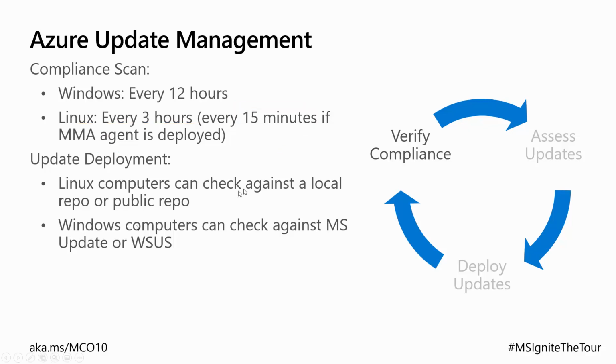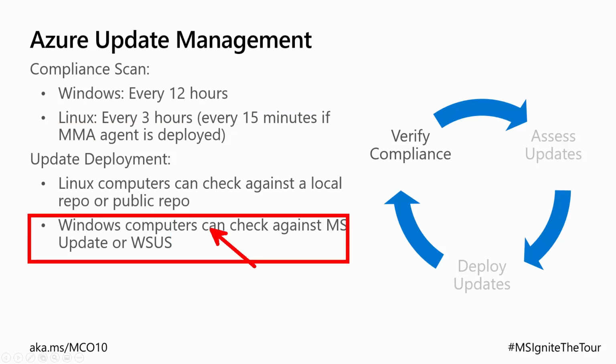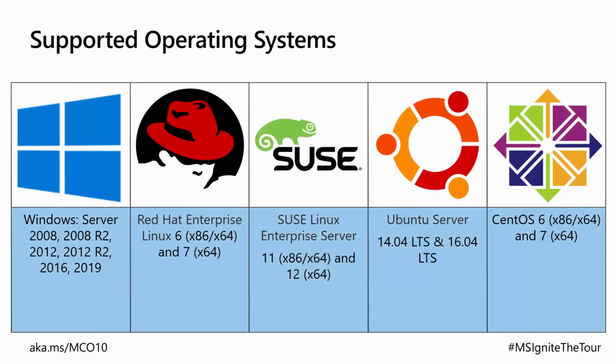Now if you have your own WSUS server, you can point the Windows computer to your own WSUS where you can approve what update packages to deploy. Okay, and same with Linux, you can have your own local repo with which you can then make these Linux updates available. Windows, Red Hat's RHEL Linux, SUSE, Ubuntu, and CentOS are the supported operating systems running in Azure that can be serviced by the update management you just saw. All right.